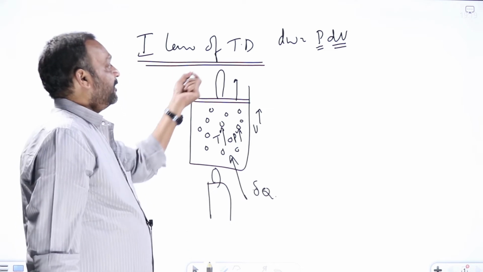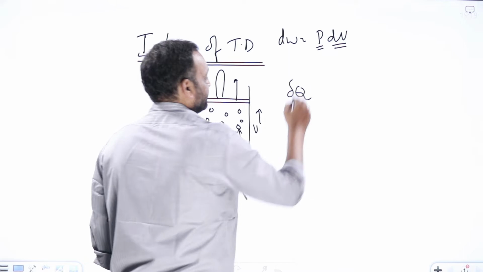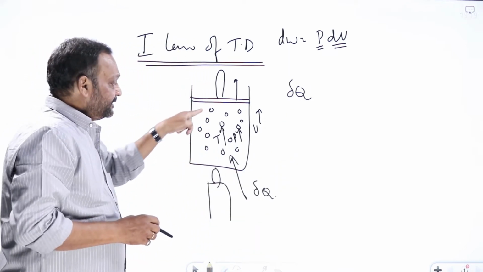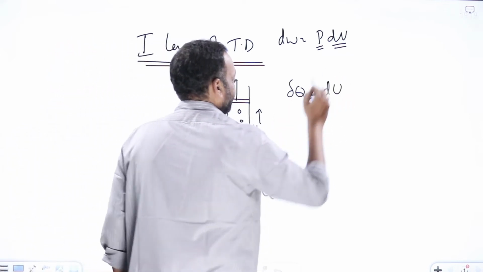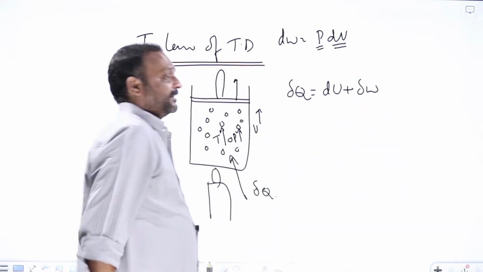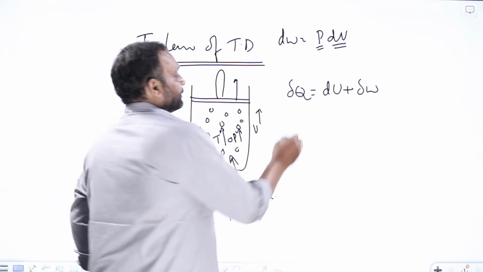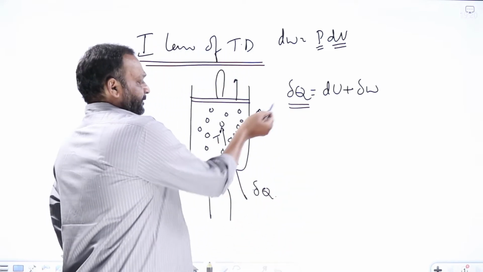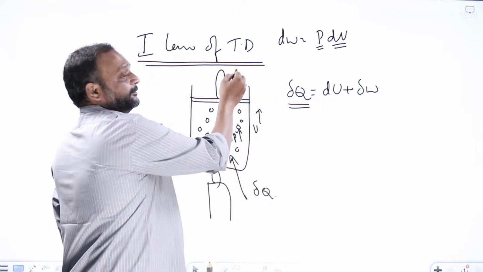Okay, now the first law of thermodynamics says whenever you give a small amount of heat delta Q to a given system, a part of it will be used up in increasing the internal energy of the gas, and the remaining part is used in pushing the piston up or in doing external work. Okay, this is the mathematical statement of the first law of thermodynamics. A small amount of heat delta Q given to any system will result in a small part of it being used up in increasing the internal energy, and the remaining is used in doing external work.